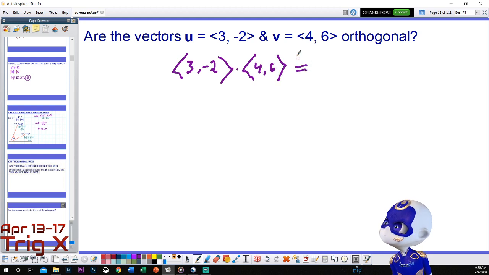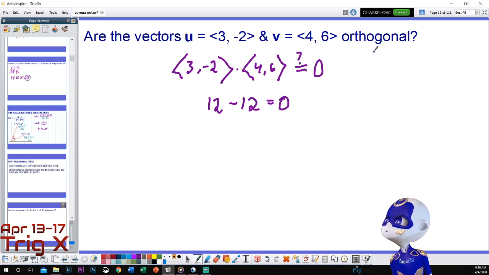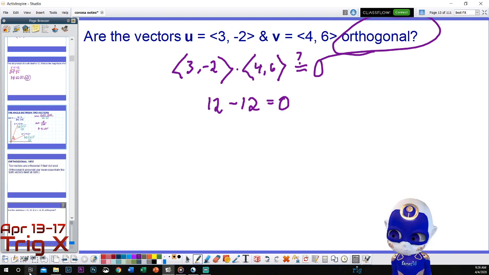So, does it equal 0? We'll find out. 3 times 4 is 12. Negative 2 times 6 is negative 12. Does that equal 0? Yes, it does. So you would say, oui, they are orthogonal.